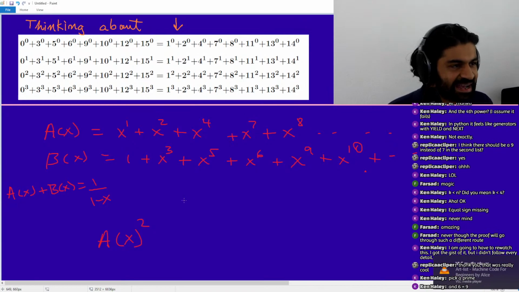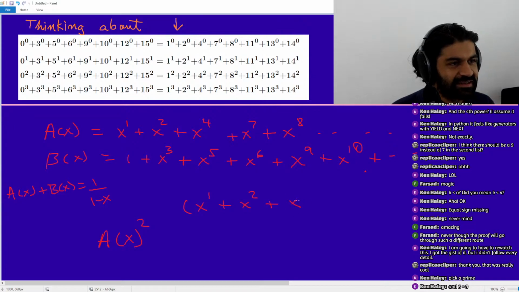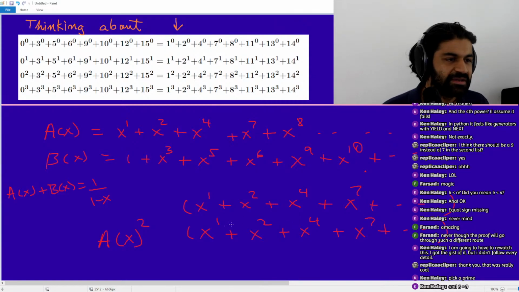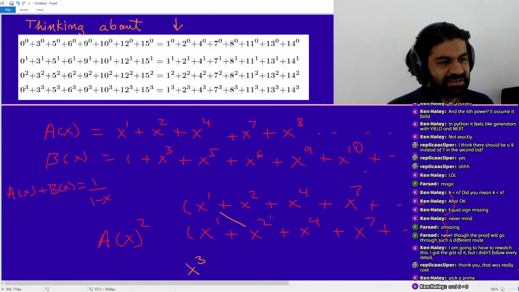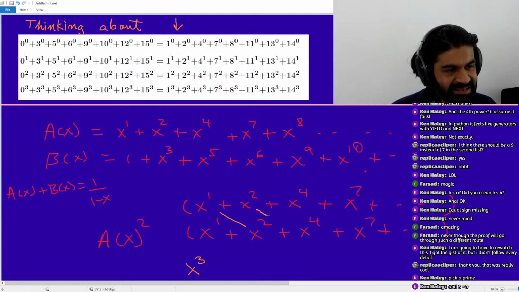Because if I square AX, it's like I'm multiplying x to the 1 plus x squared plus x to the fourth plus x to the 7th, multiplying it with itself. Notice when I do this, I get something very close to what I want. For example, this will contain x cubed because I'm multiplying x to the 1 with x squared. But I'm also multiplying an x squared with an x to the 4th. So this will also contain an x to the 6th.